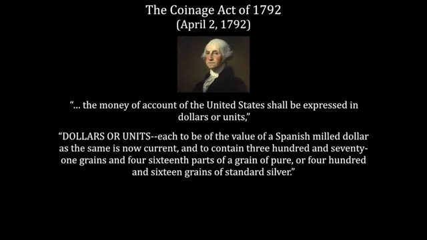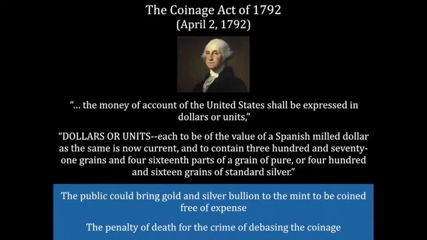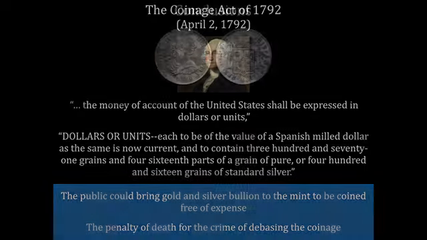Interestingly, the act also allowed the public to bring gold and silver bullion to the mint to be coined free of expense. Obviously, Congress did not assume a monopoly on the money supply. The act also established the penalty of death for the crime of debasing the coinage. Inflation was severely dealt with.